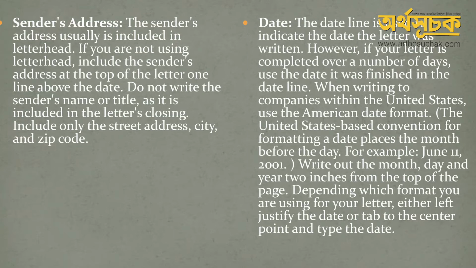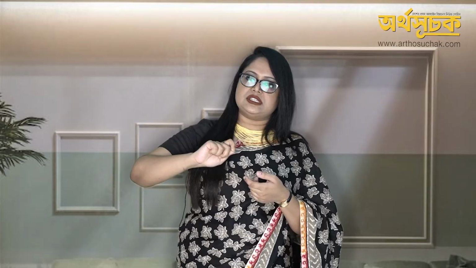And after that, just like the informal one, we should write the date. এবং ডেটটা কিভাবে আসবে? The date line is used to indicate the date the letter was written. However, if your letter is completed over a number of days, use the date it was finished in the date line. That means যেদিন আমি শেষ করেছি সেদিনকার অ্যাড্রেসটা দেওয়া better.